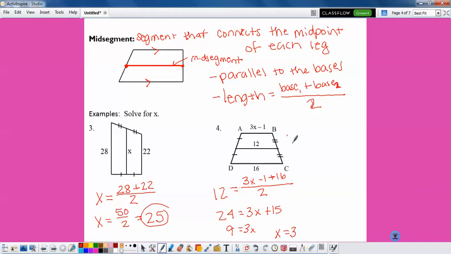Another way of doing it is from 16 to 12, we subtracted 4. So to get from 12 to the top base, we would also have to subtract 4. So we know that AB has to equal 8. So we know 3x minus 1 equals 8. 3x equals 9. So x still equals 3. 2 options to solve the same problem.